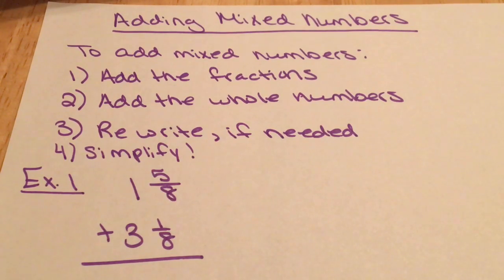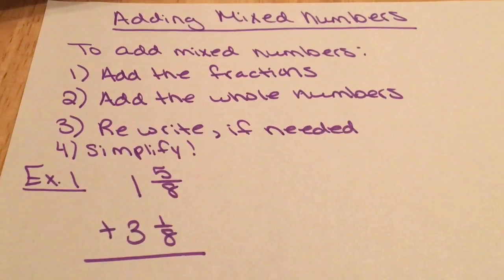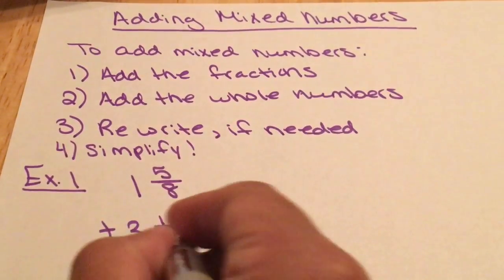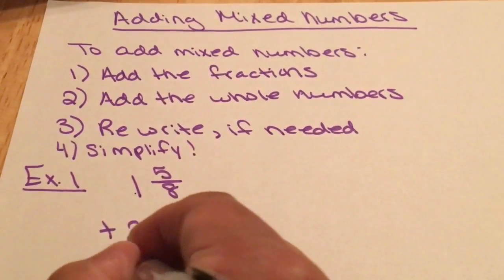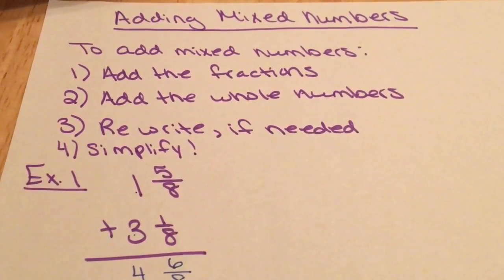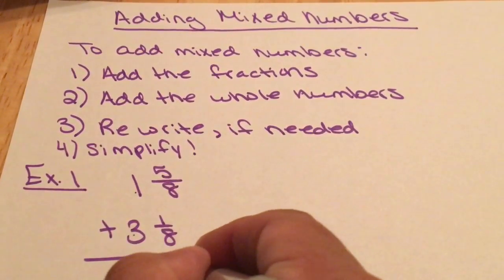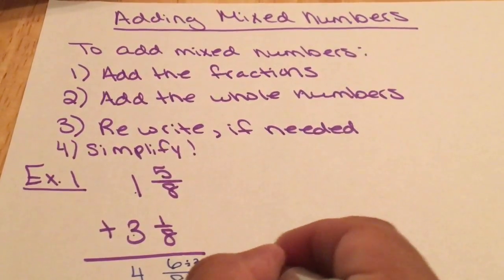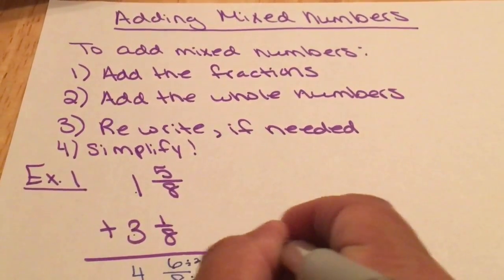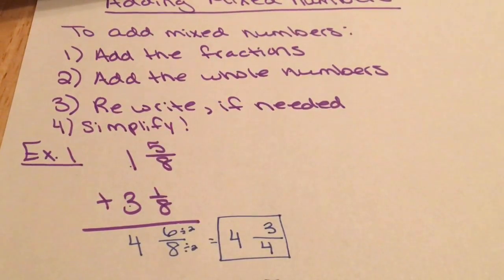So our first example is 1 5/8 plus 3 1/8. What's nice about these two is that we have common denominators. So I'm just going to go ahead and add 5/8 plus 1/8 is 6/8. 1 plus 3 is 4. Again, we do need to simplify our fraction part, that's 6/8. I know I can divide both my numerator and denominator by 2. Therefore, I'll be left with 3/4, and our answer is going to be 4 3/4 as a simplified mixed number.